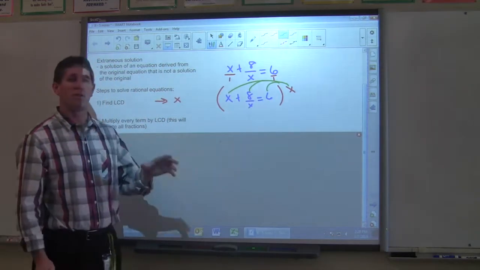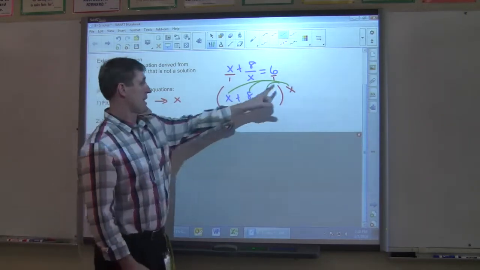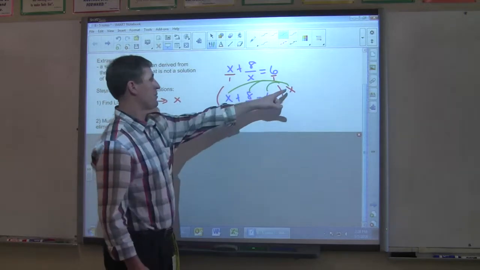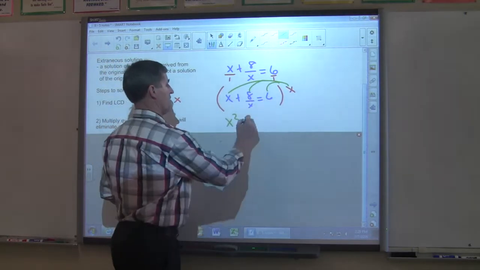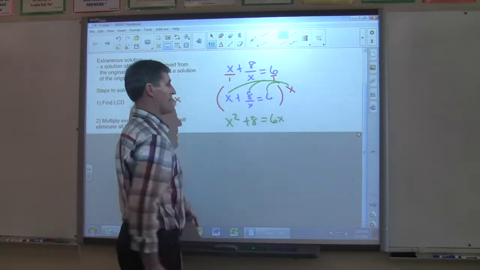So I'm going to take this and times it by every single term. There are two ways you can do this. If you want to do it in your head, that's the way I usually do it. x times x is x squared. And then here, when I multiply this, I have an x in the numerator and an x in the denominator, so those cancel. And we just get plus 8 equals 6x.